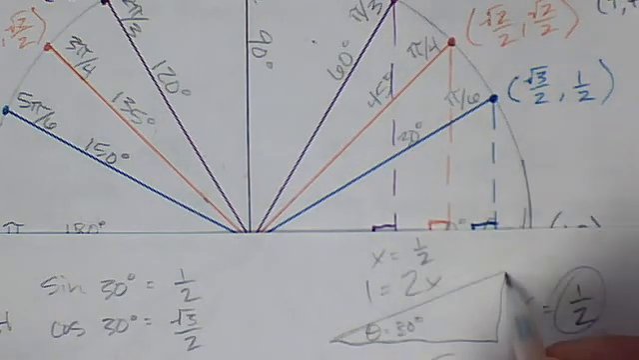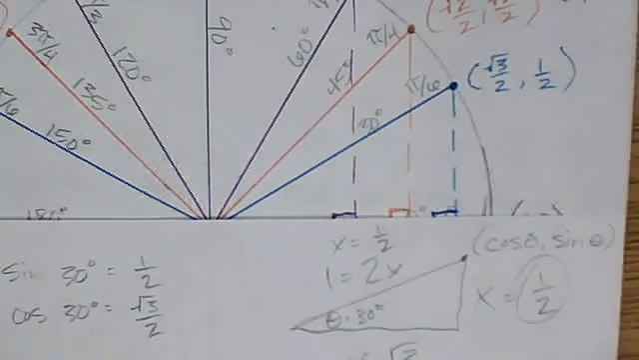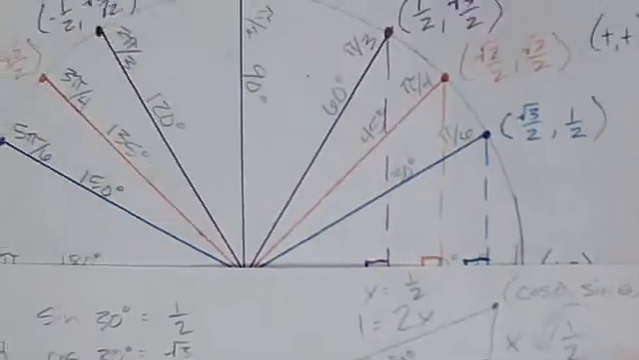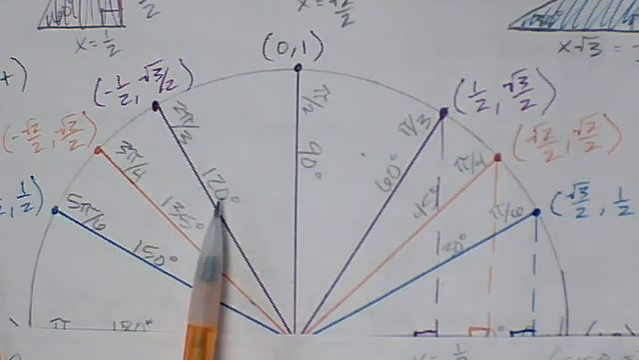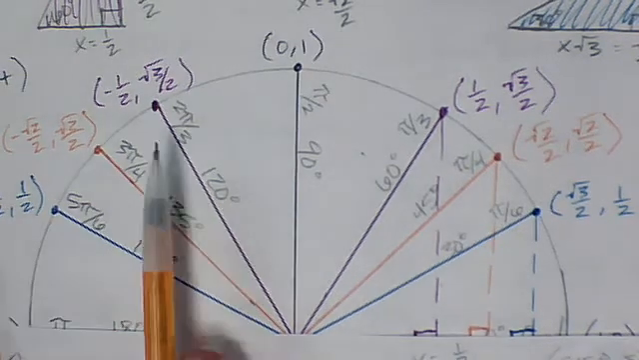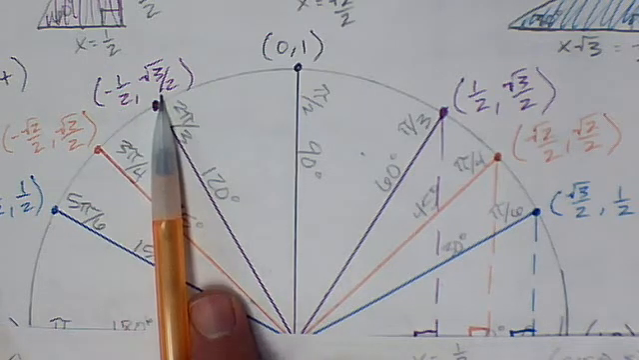And that's true going all the way around the circle. All of these coordinates, the x value is cosine of the angle. The y value is sine of the angle. You'll be able to use that going all the way around. If you look at 2 pi over 3, or 120 degrees, the cosine of 2 pi over 3 is negative 1/2. The sine of 2 pi over 3 is square root of 3 over 2. Very, very simple.